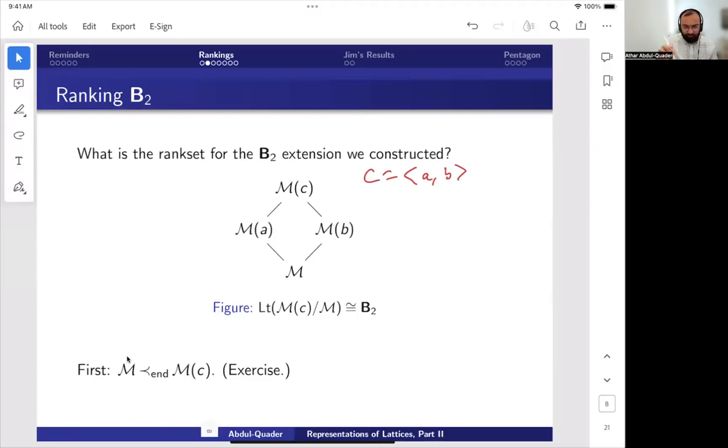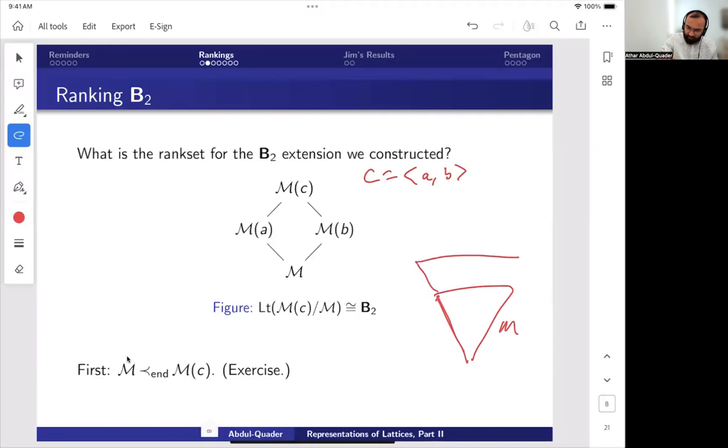So let me just draw out the picture, or draw out the model. M is going to be sort of the ground model. A is going to be somewhere up here, and B is going to be somewhere up here. This big picture model is going to be M of C. So C is going to be in this sort of larger model, somewhere in here.